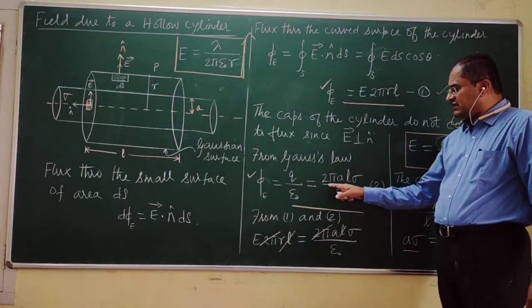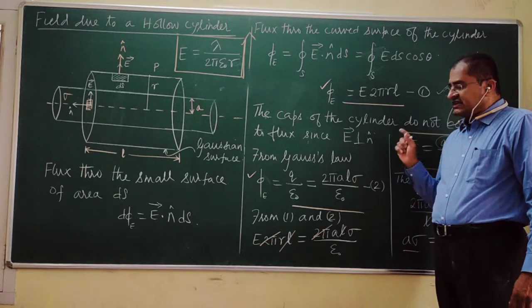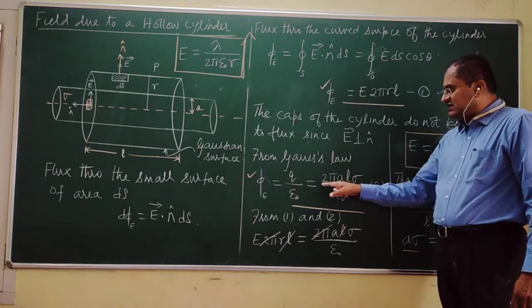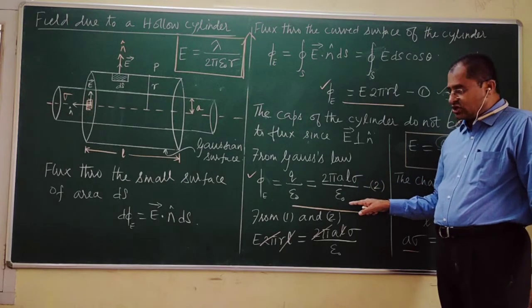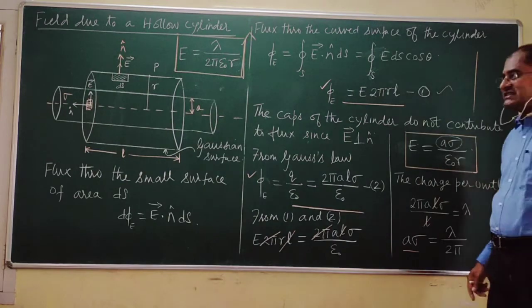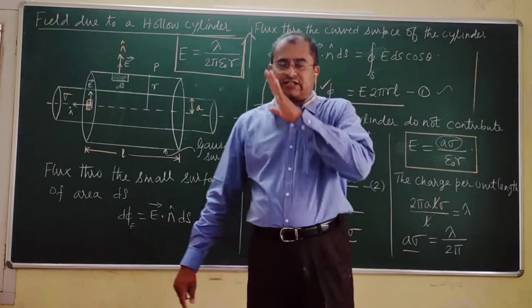A is the surface area, 2 pi a is the circumference. If you multiply by L, that will give you the surface area into sigma. This will give you the charge, and charge upon epsilon naught. Equate, and you end up with an expression E is equal to A sigma upon 2 epsilon naught.